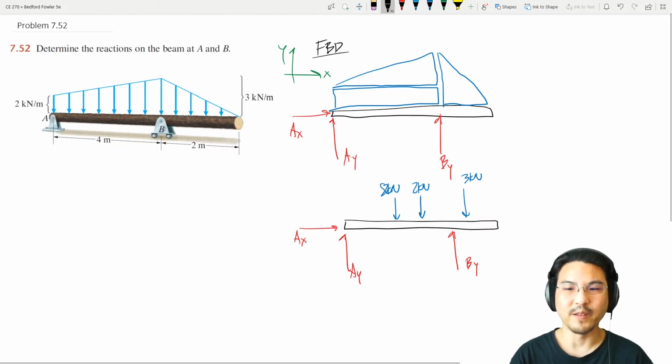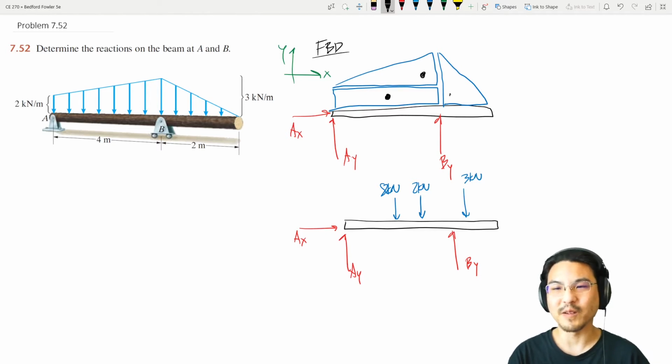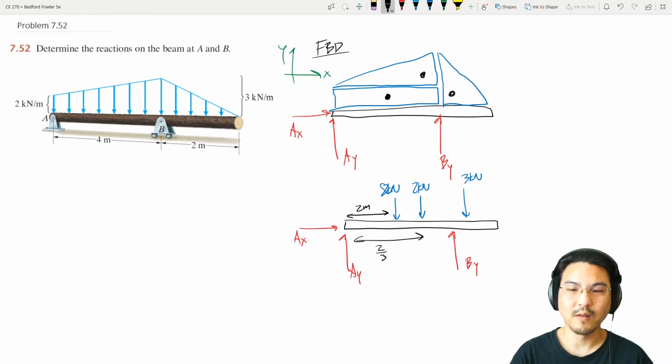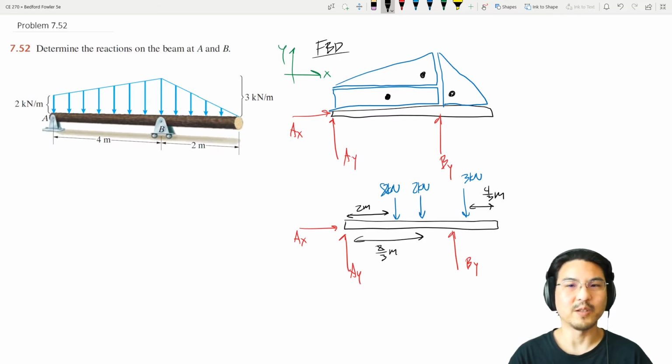And the location of these loads are at the centroid. So for the rectangle here, for this triangle here, for this triangle here. So for the rectangle, halfway, so that's 2 meters. For this triangle, here to here is 2/3 of 4. So 8/3. Okay, and then for this triangle, here to here is 2/3 of 2. So here to here is 4/3. Okay, I think we got all the geometry set.